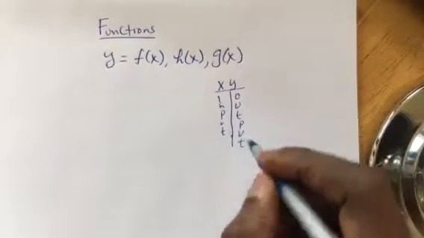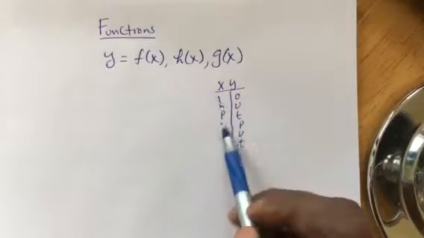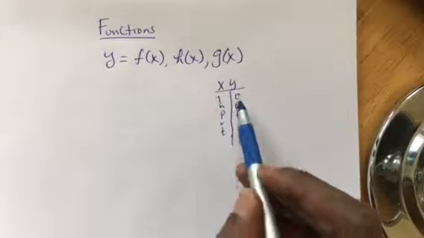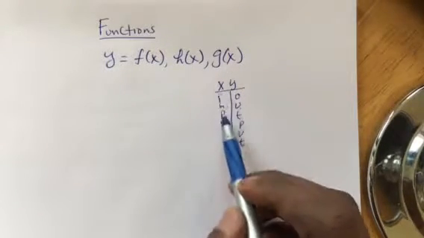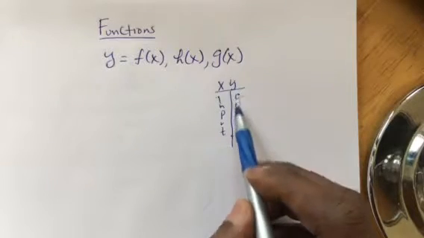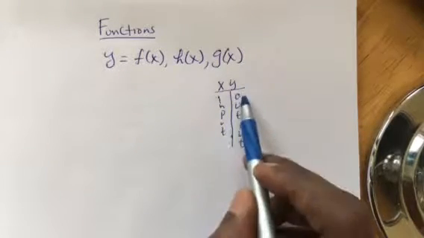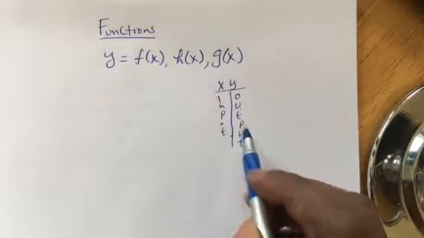A real life example would be you input 8 hours of work and you get out the paycheck. So the time you put in would be the x values, and the paycheck you get would be the output. So you have an input and you have an output.